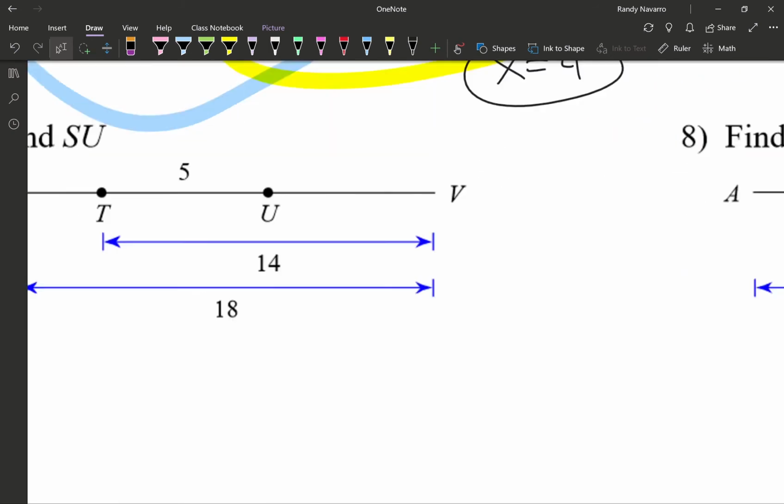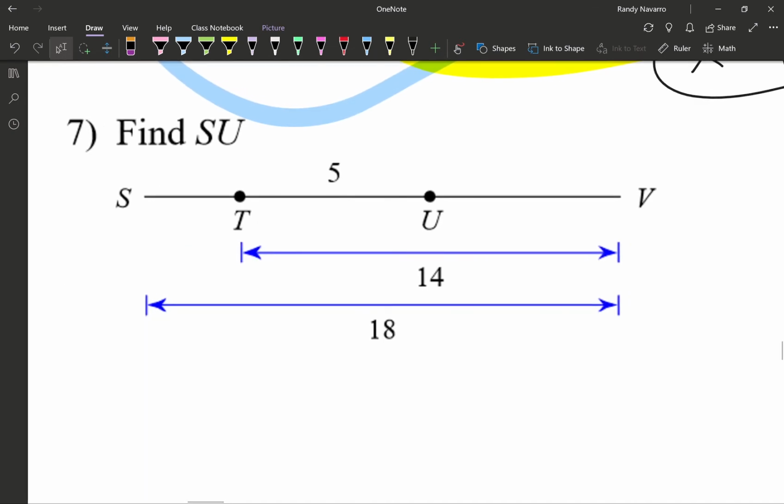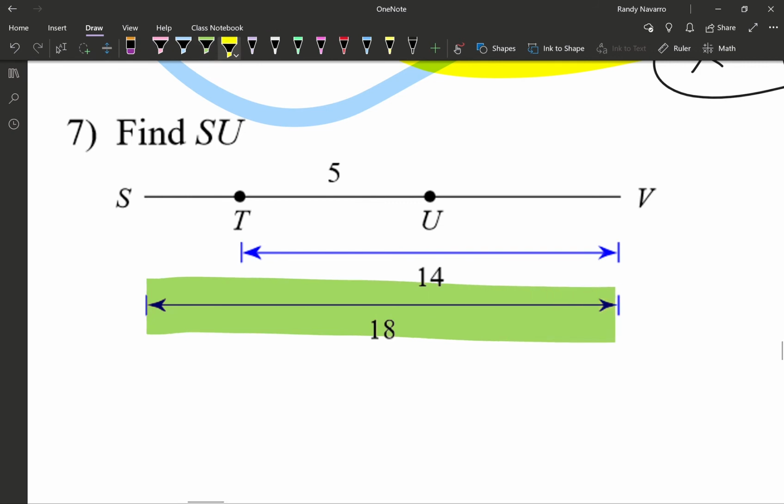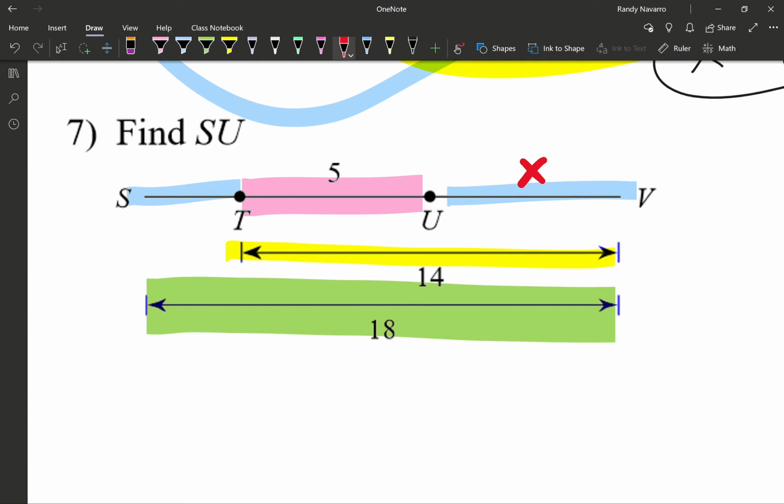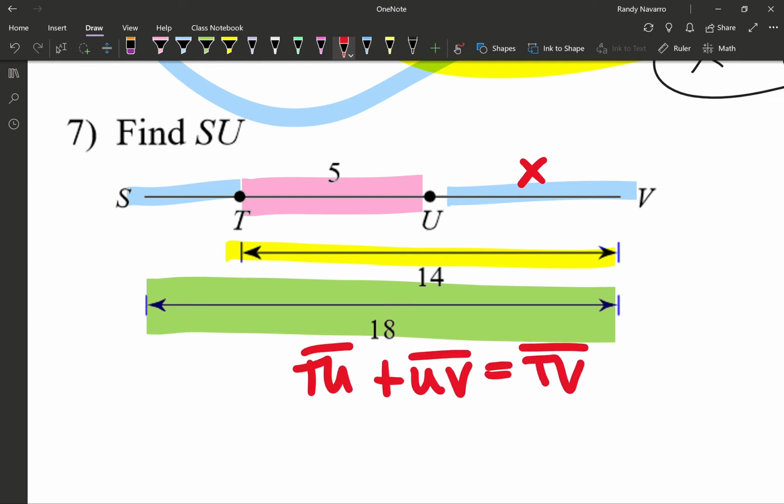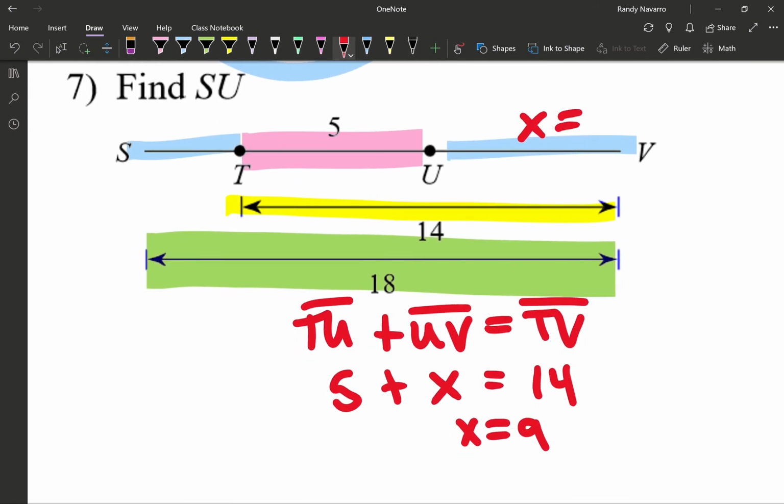Here, this one's a little bit different, but see if you can figure it out. It's kind of like a little puzzle. They give you this for a reason, and they give you this for a reason, and you probably have to find out maybe this and maybe that. To solve for this x, you know that TU plus UV equals TV. That 5 plus x is equal to 14. You know that x is equal to 9. You just subtract 5 on both sides and get x is equal to 9.